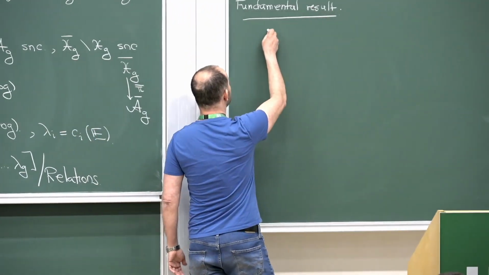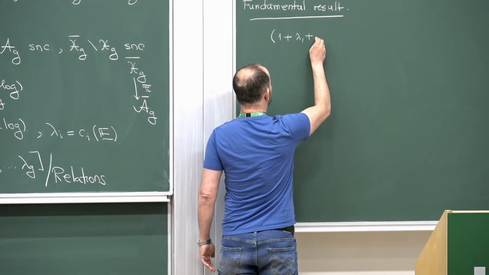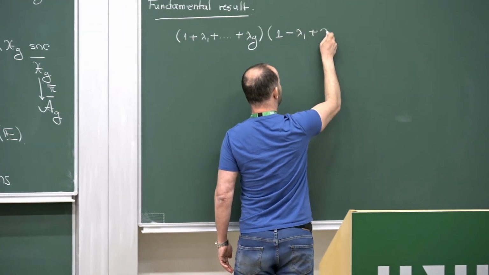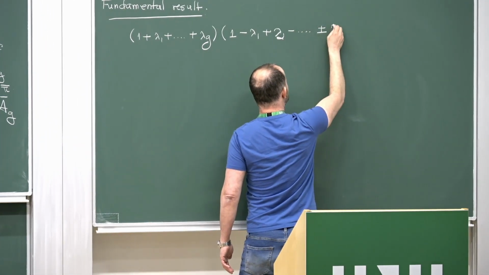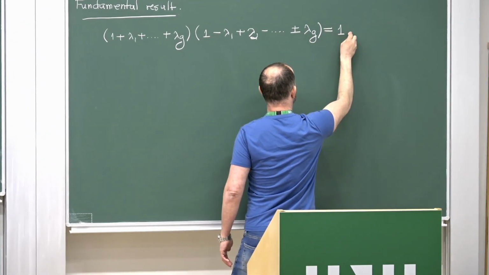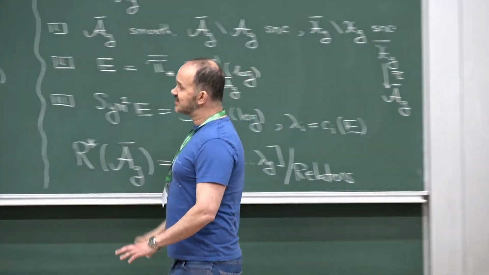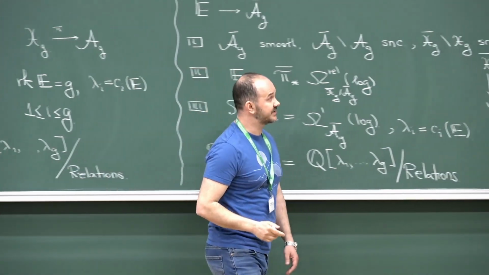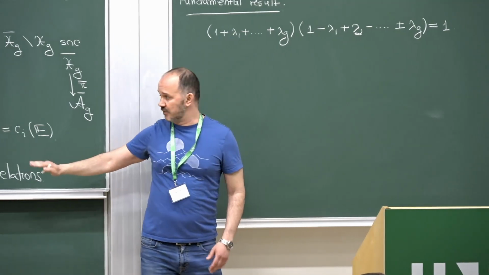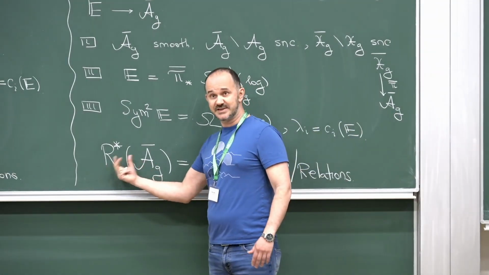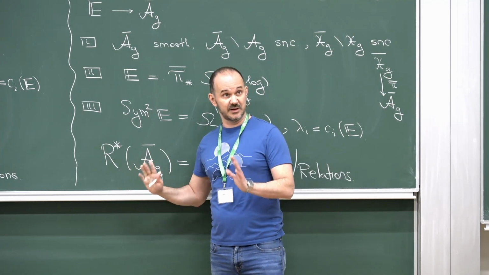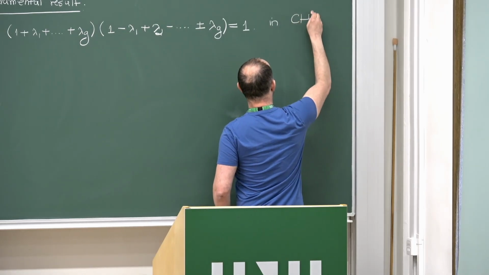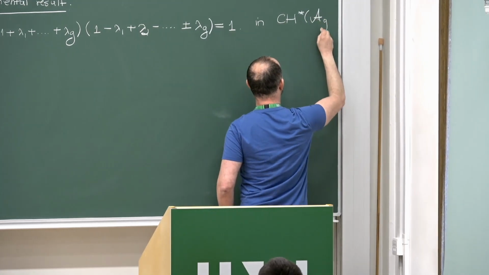Namely, if you look at 1 plus lambda 1 plus ... plus lambda g, and you multiply this by 1 minus lambda 1 plus lambda 2 plus or minus lambda g, the answer is 1. I haven't specified where all these things take place. I've been very vague whether they take place in cohomology or in Chow. In fact, it doesn't matter for these tautological rings. They're isomorphic, whether you think of them in Chow or cohomology. So the actual theory doesn't matter, and this relation holds both in Chow and in cohomology. So let's make it hold in Chow of AG bar.